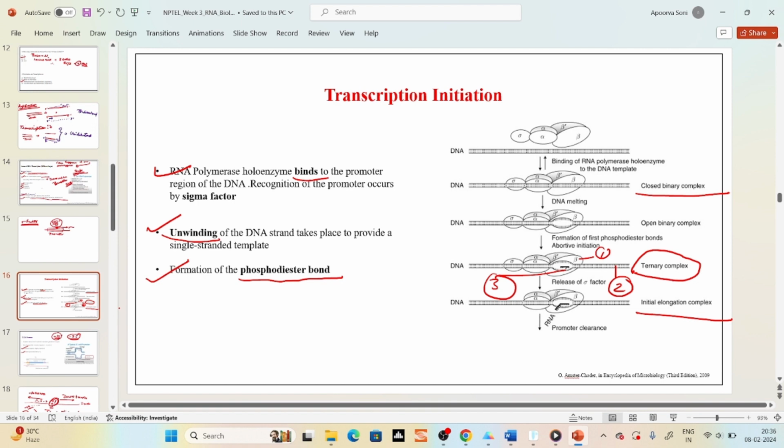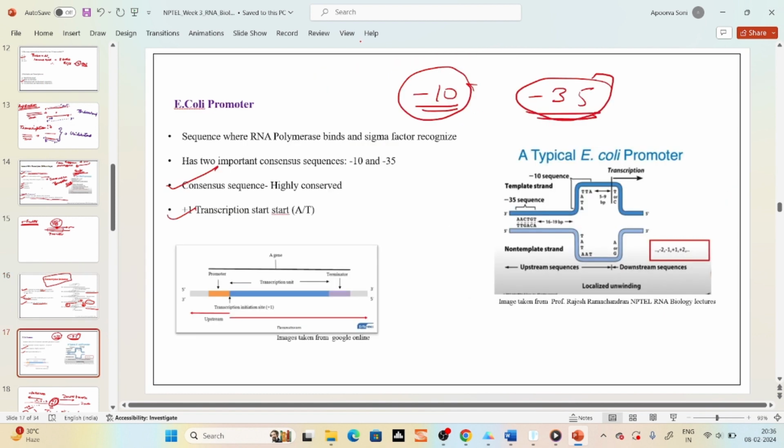Then the phosphodiester bond forms, and as soon as the phosphodiester bonds are formed, the sigma factor is released. So binding of the RNA polymerase, unwinding of the DNA, and formation of the phosphodiester bonds are the 3 major steps of transcription initiation. I hope transcription initiation is clear to you. We have also studied the EcoR1 promoter sequences and all. I hope this transcription initiation is now clear to everybody.